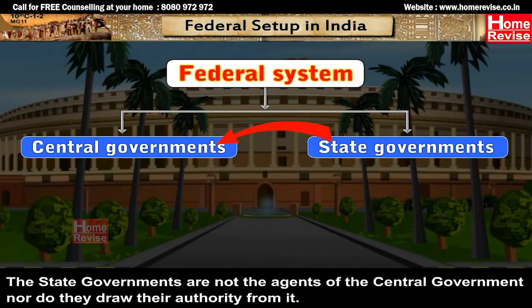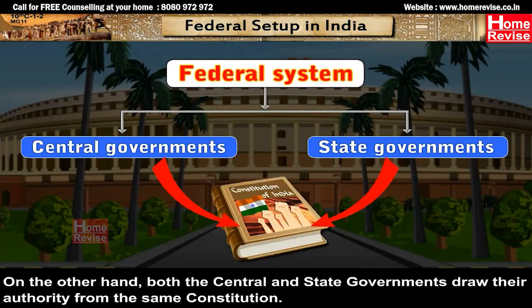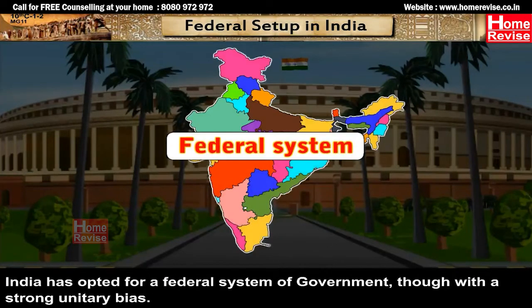The state governments are not the agents of the central government, nor do they draw their authority from it. On the other hand, both the central and state governments draw their authority from the same constitution. India has opted for a federal system of government, though with a strong unitary bias.